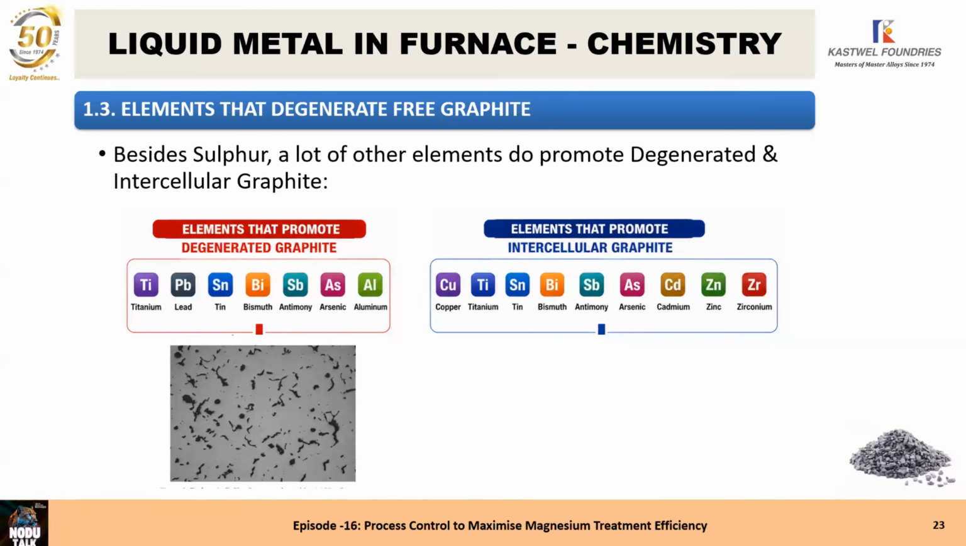And the elements that promote intercellular graphite, if they have a wrong content, are copper, titanium, tin, bismuth, antimony, arsenic, cadmium, zinc, and zirconium. So to know if this degeneration or intercellular graphite is playing, you have to analyze your liquid metal to see if they are present or not.